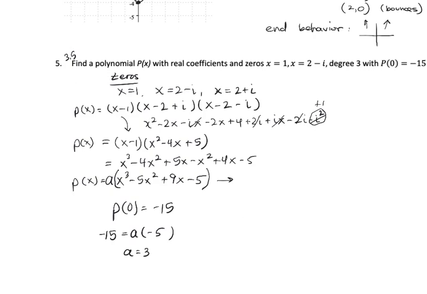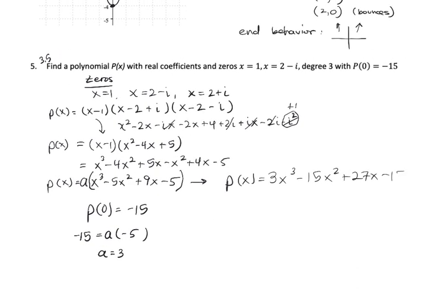So what that means is you distribute a 3 to every single term to get 3x cubed minus 15x squared plus 27x minus 15.